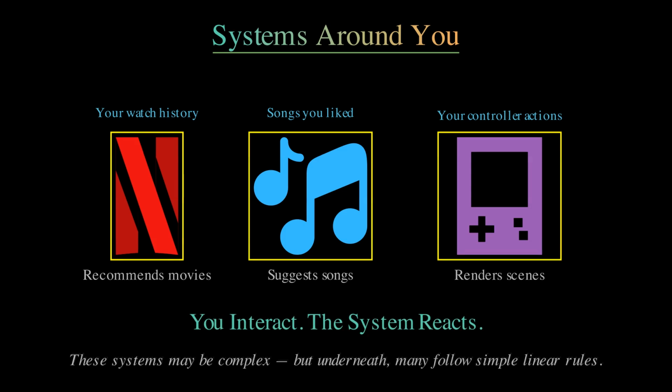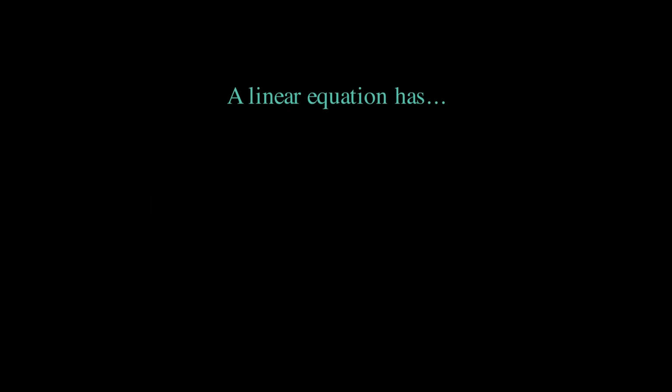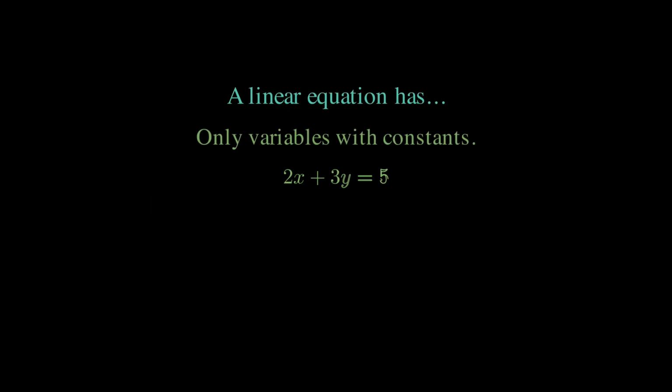So while these applications are complex, their underlying behavior often begins with linear systems. Simple, powerful, and predictable. So, what does linear actually mean? Let's find out. We've seen how systems can behave in linear ways. But what exactly does linear mean? Let's break down what makes an equation linear. Just simple terms, constants multiplied by variables, like this.